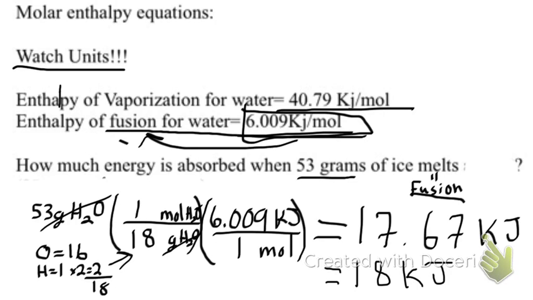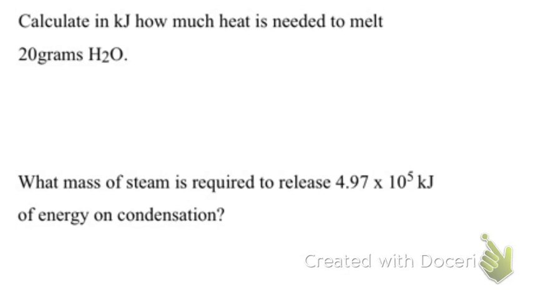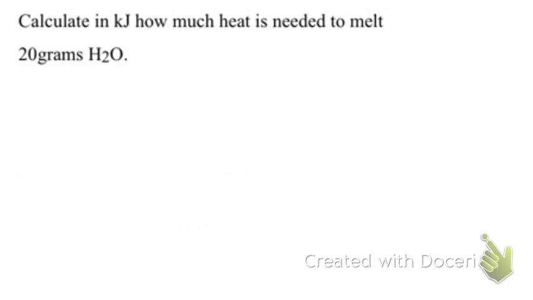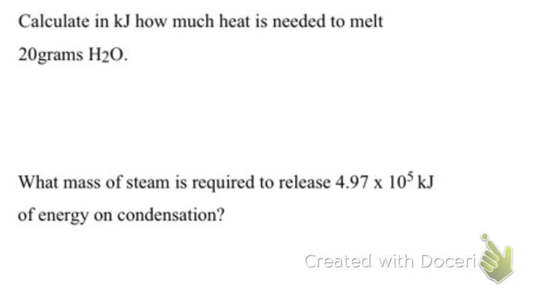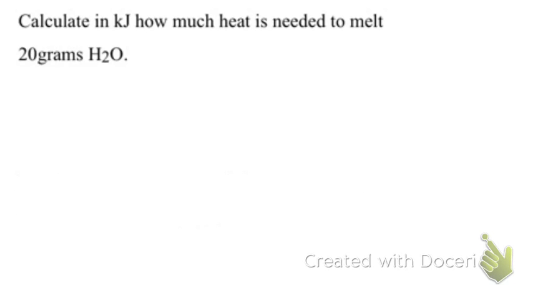Alright, we'll solve 2 more problems. We're going to calculate in kilojoules how much heat is needed to melt 20 grams of H2O. So remember, because we're melting again, we're going to want 6.009 kilojoules. So I'm going to write that just to remind myself, that because it's melting, we're going to use the number 6.009 kilojoules per mole.